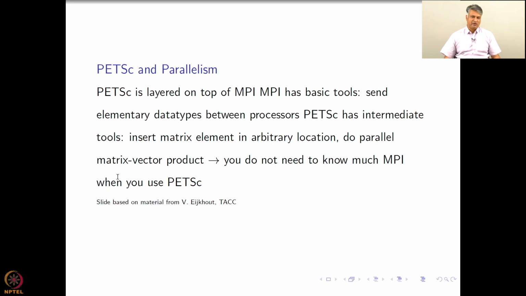PETSc is already layered on top of MPI and has basic tools. It has elementary data types between processors. Intermediate PETSc, where you can insert matrix elements at an arbitrary location, do parallel matrix vector product. You do not need to know much of the lower level MPI when you use PETSc. All of it is sort of hidden from the user, and you do not need to write explicit codes like MPI calls and MPI sends, write explicit synchronization statements like MPI barrier, so on and so forth.